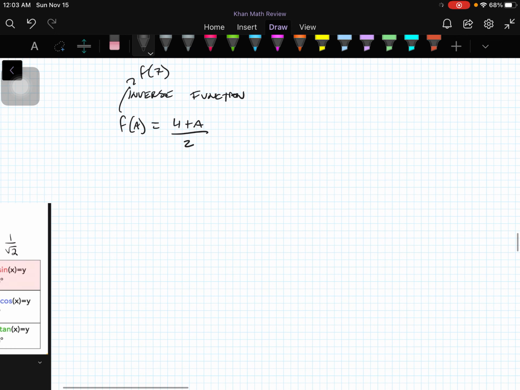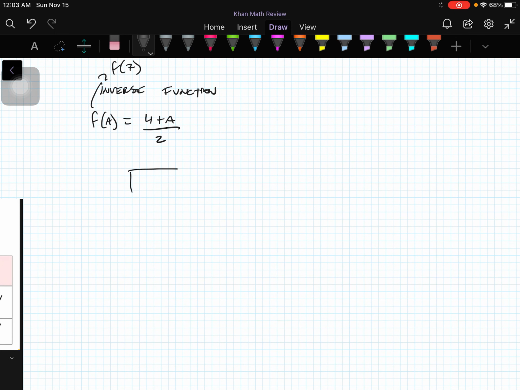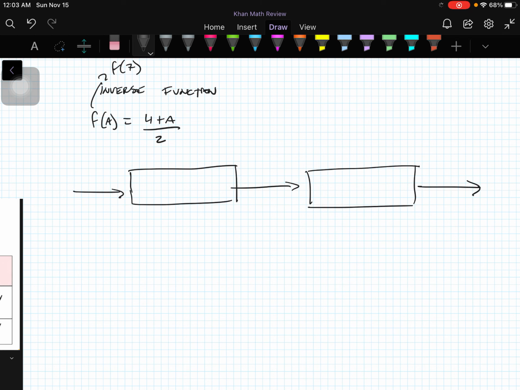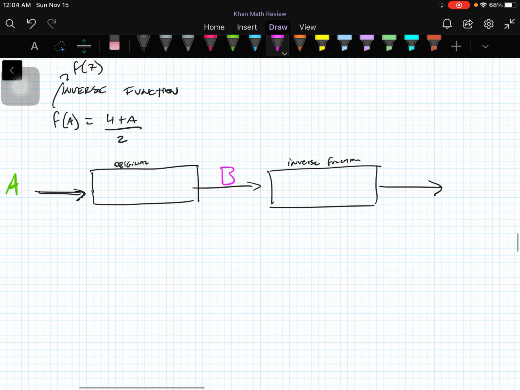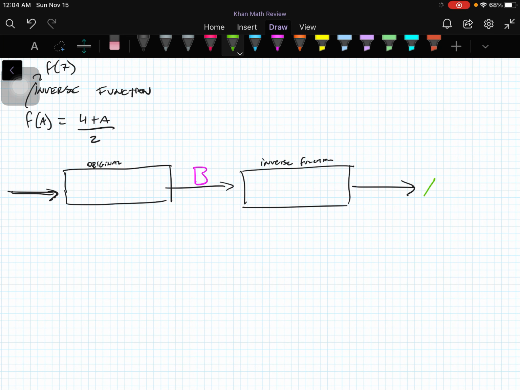I'm going to show you this little method that I've never forgotten, and it's very straightforward. You draw these boxes, and this is the original function. This is the inverse function. It's all going to make sense to you guys. Look, you put in a number, that's a, into the function. So that's why the arrow is here. You put it into the function, and then you end up with a number b, and you put it into the inverse function, and you end up with a again.